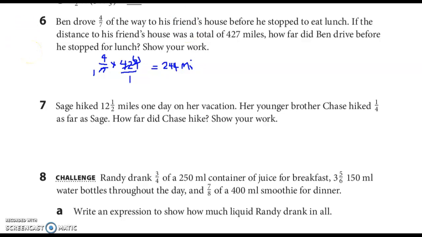Sage hiked 12.5 miles one day on her vacation. Her younger brother Chris hiked 1/4 as far. How far did Chris hike? We're going to do 12.5 times 1/4. And you can do this two different ways. You can make an array and split it into 12 and 1/2, and then multiply 1/4 times both of them.